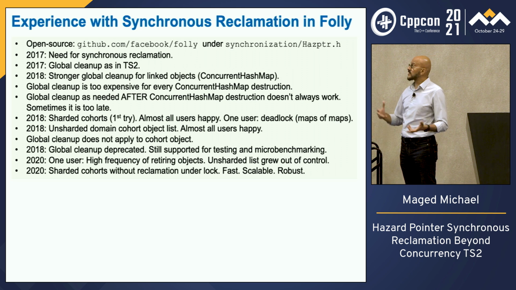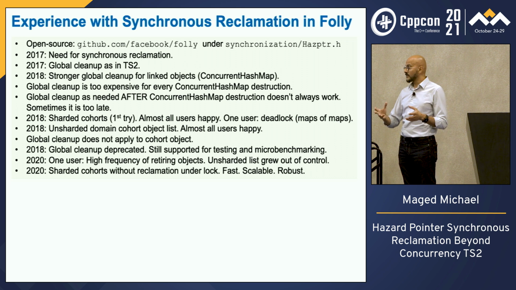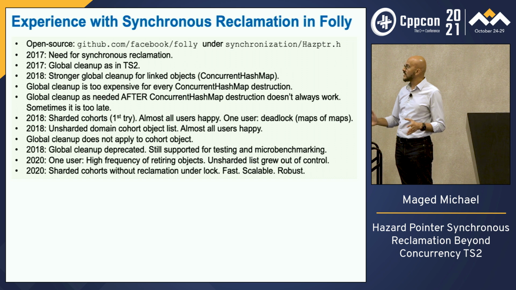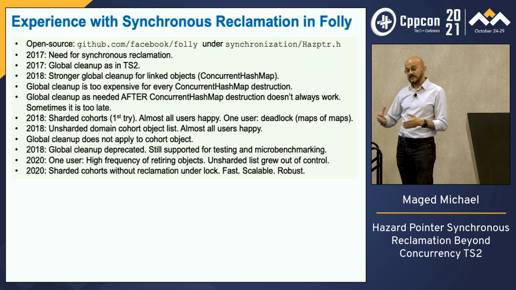It arose that we need synchronous reclamation. Then we used global cleanup as in TS2. That was because we needed stronger cleanup for linked objects. And then it's just too expensive. We couldn't include a global cleanup in every destructor of a concurrent hash map. It's just too expensive. So then we had higher level users who need synchronous reclamation who say, okay, why don't you use global cleanup when you need it? But then sometimes it's too late to do that. Like after you destroy the map, who knows what's happening in the system in between? The resources that the types may depend on might have been already shut down.